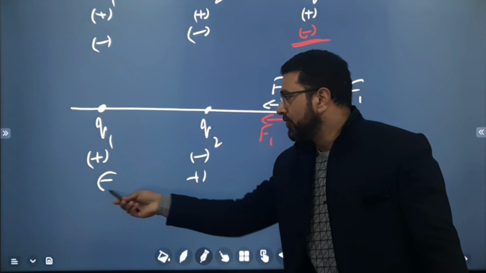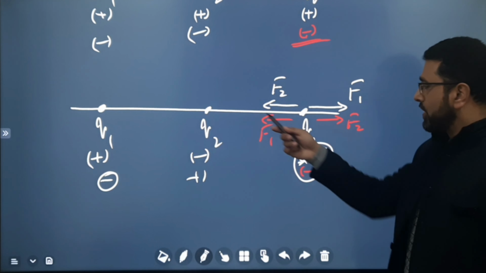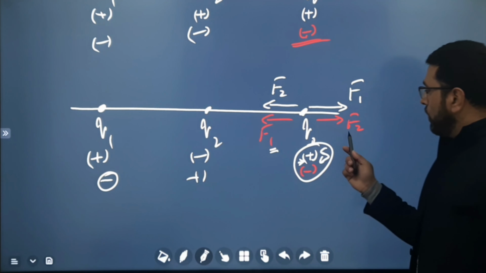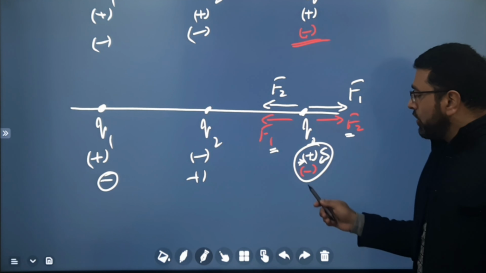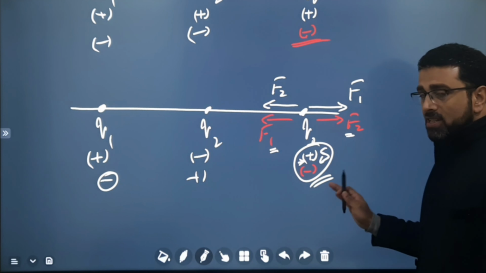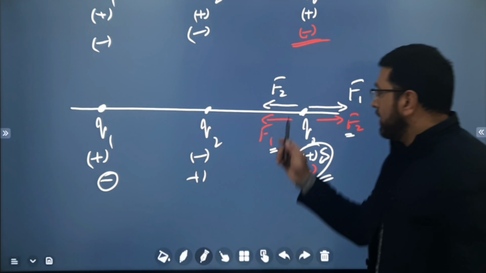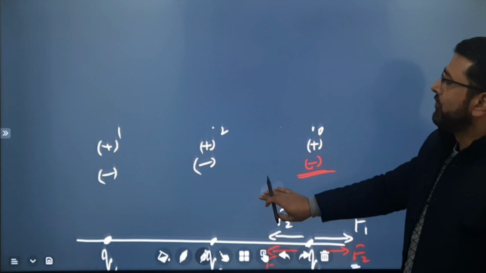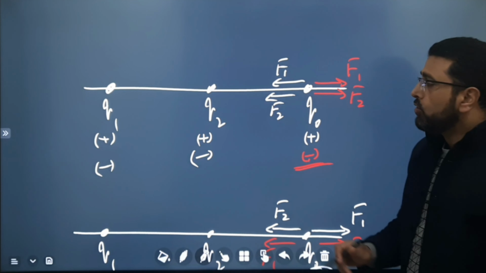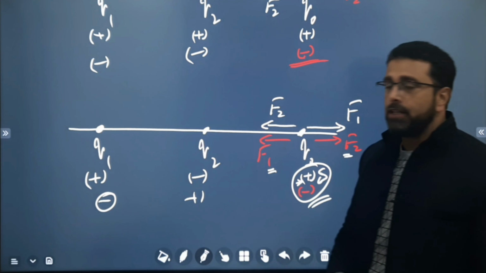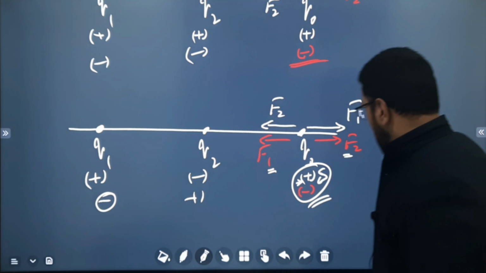The directions will continue to be opposite. In that case, if Q1 is negative and Q0 is positive, then they will attract, so F1 will be here, and Q2 will repel, so F2 is here. So irrespective of the sign of Q0, if Q1 and Q2 are unlike charges, then the two forces are in opposite directions. And if Q1 and Q2 are like charges, then both forces are in the same direction. So for net force to be 0 on particle 3, we need Q1 and Q2 to be unlike charges.